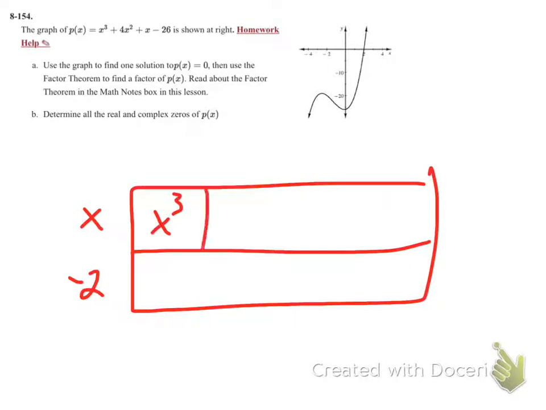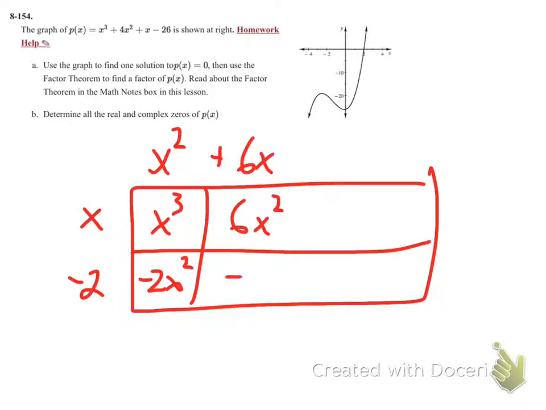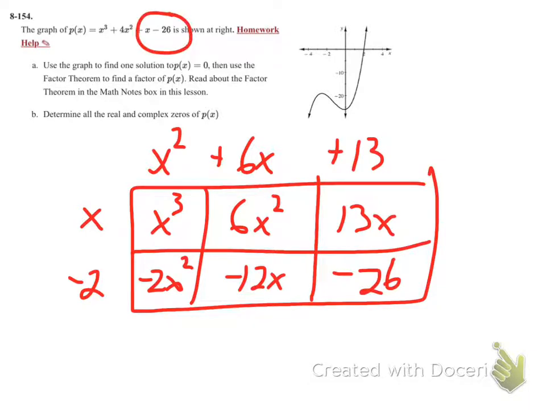Starting off with x cubed here, that means I need to have x squared up top. Multiplying through, I get negative 2x squared. They have to add up to 4x squared, so I need to have a 6x squared. That gives me plus 6x up top, negative 12x. They need to add up to a positive 1x, meaning that I need to have a 13x here. So that's plus 13. Multiplying it through gives me negative 26, and that matches, so we are good.